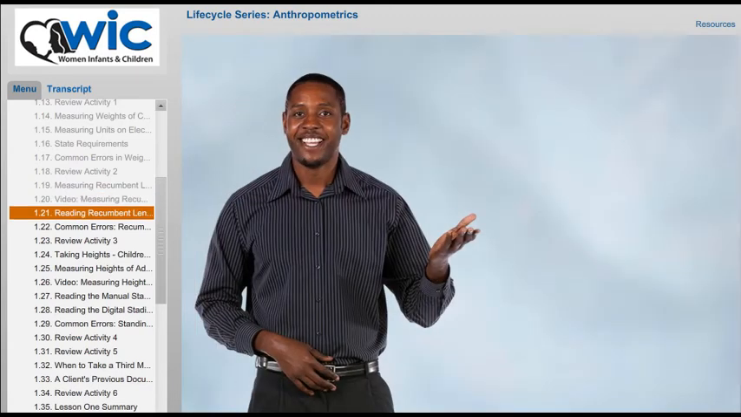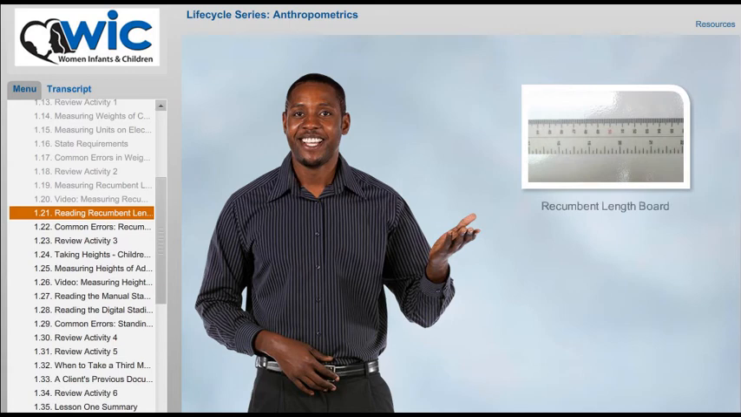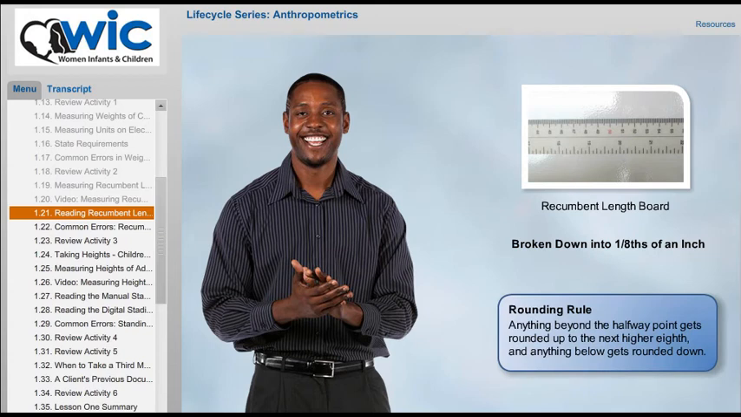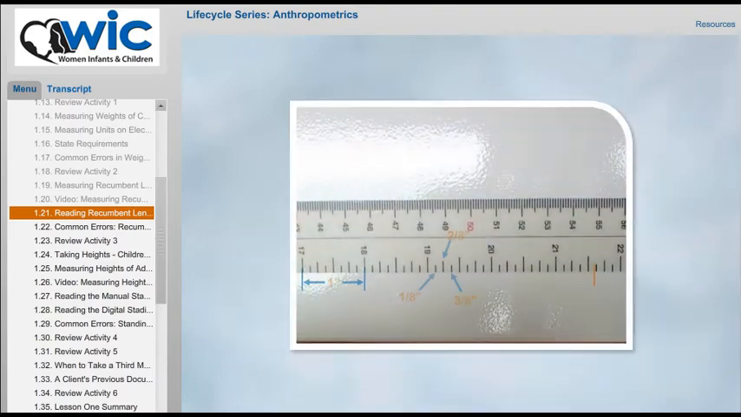As you heard previously, each 1-inch increment on the recumbent length board is broken down into eighths of an inch. And since you'll need to enter the measurement to the nearest eighth inch into the computer, you'll need to round up or round down if the measurement is in between eighths. You know what that means, right? Anything beyond the halfway point gets rounded up to the next higher eighth, and anything below, you got it, gets rounded down. Take a look at this image.